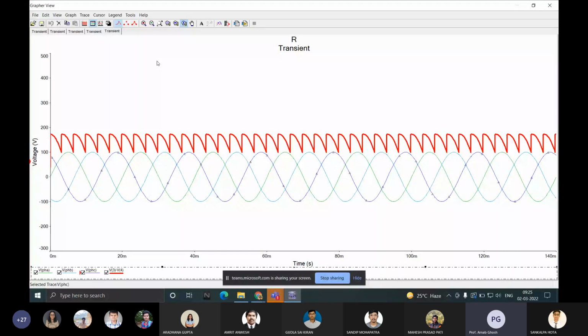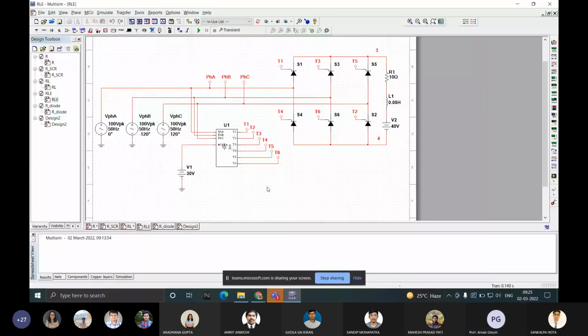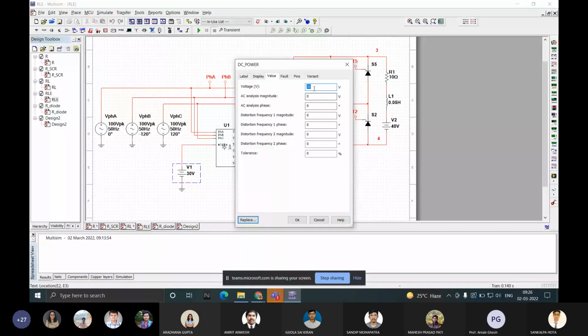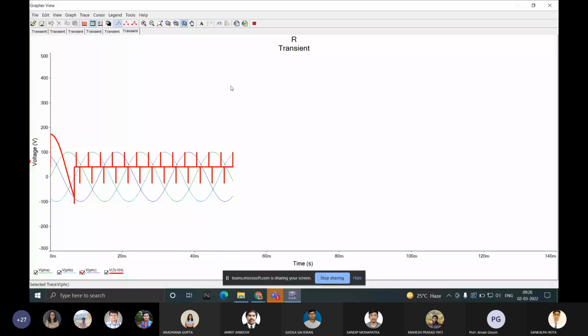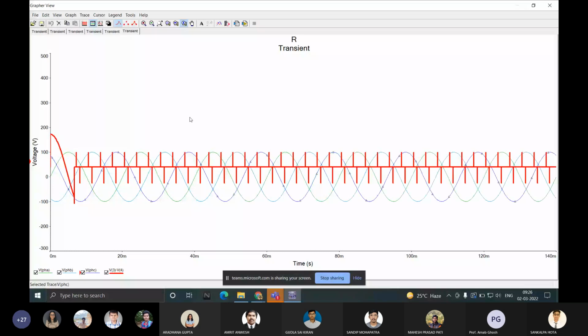So make it 120 degree firing angle. Okay, sir. Sir, this is the output for 120 degrees. Almost zero. Almost zero. Okay.